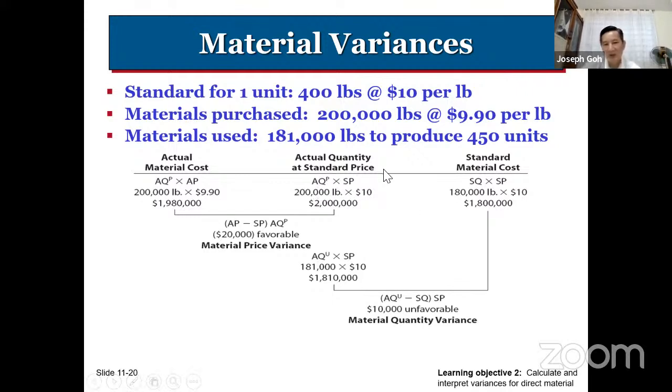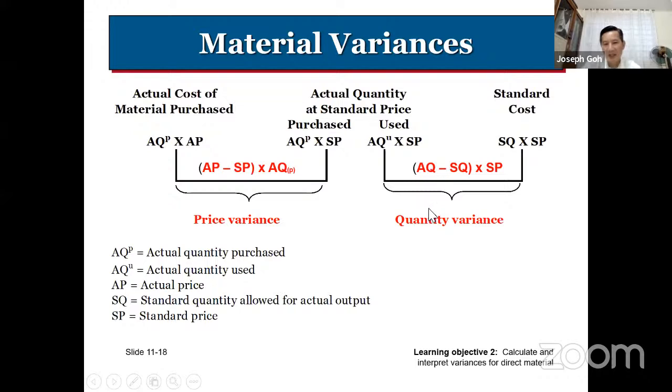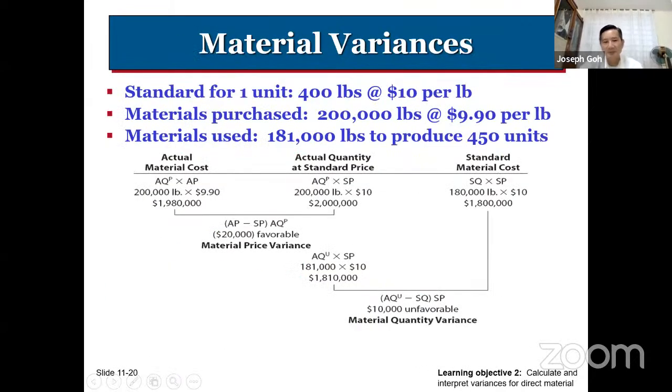Quantity variance is the actual quantity used in the production, minus the standard quantity allowed for the production, of course times the standard price. Here, actual quantity used for production minus standard quantity allowed for production times standard price. So go back to here. The actual quantity used for production is 200,000 pounds times 10, which is 2 million.